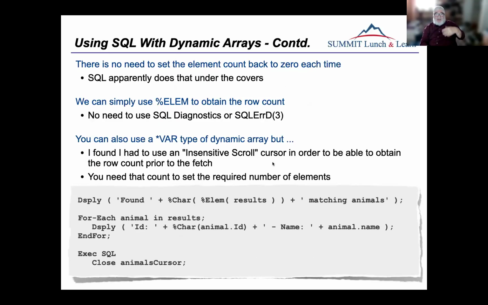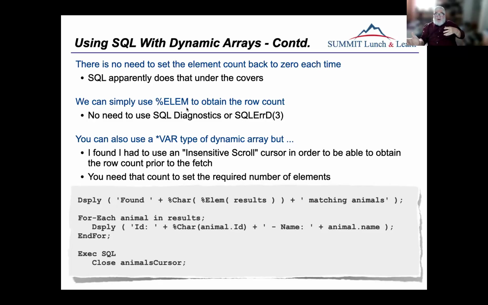Then when I actually go in there, SQL will have automatically caused RPG to increase the number of array elements depending on how many I pulled. So the element results is my count. I don't have to mess with SQL diagnostics or SQLERRD3. I don't have to deal with that. %elem will just tell me this is how many you got.